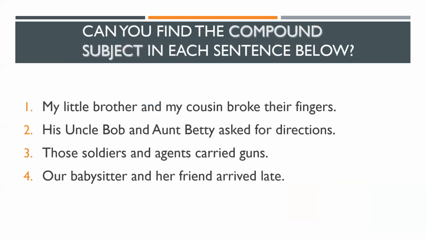Can you find the compound subject in each sentence below? The first one is my little brother and my cousins. And then the next one is his uncle Paul and Aunt Betty. Number 3, the soldiers and Asians. Number 4, our babysitter and her friend.